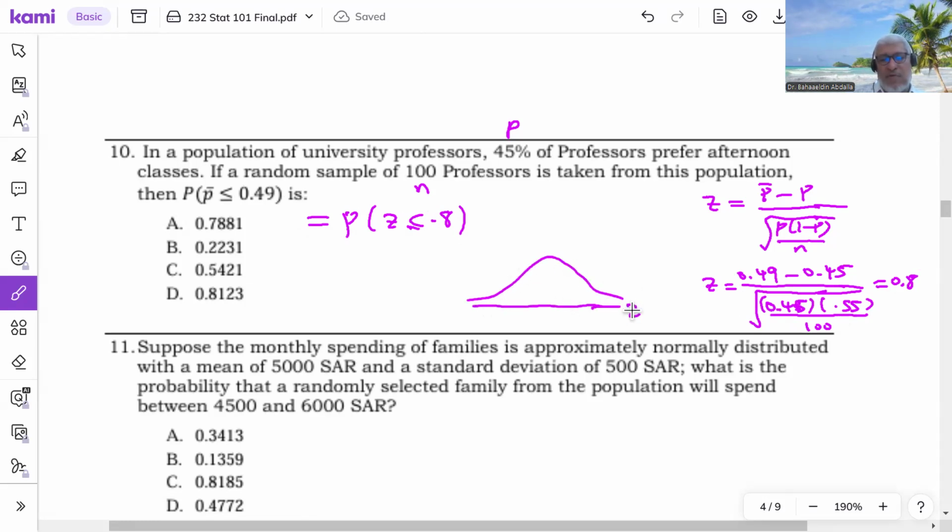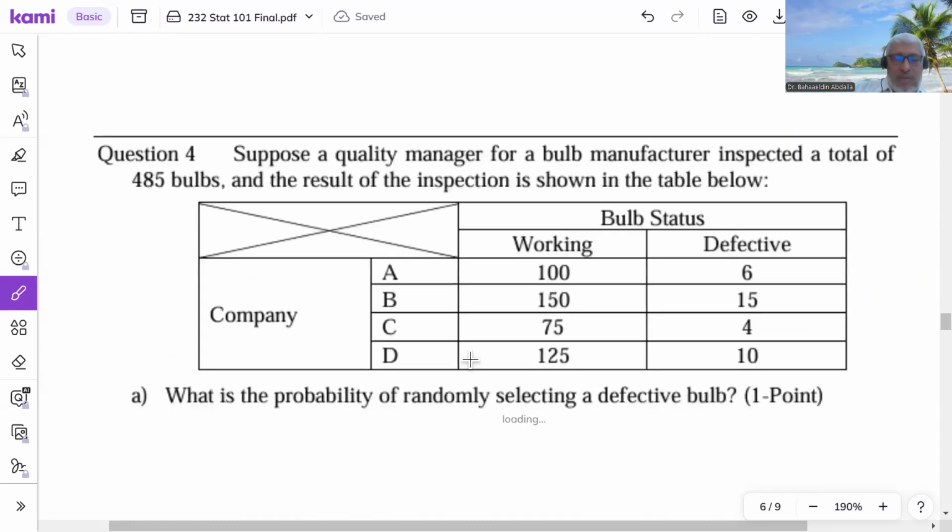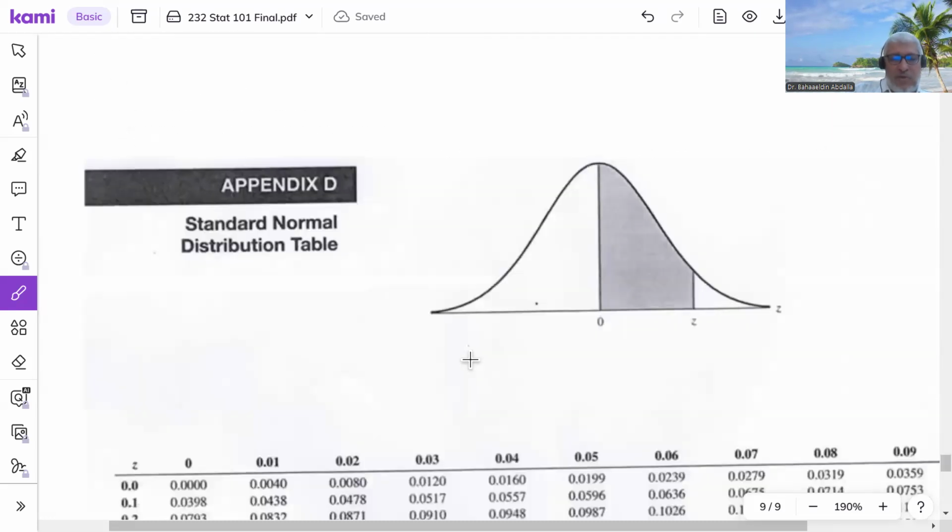I have the table of Z, and the table gives me this area. So if this is 0.8, then from 0 to 0.8, I can find it from the table, but I need less than or equal to 0.8. So I need all of this. So it is 0.5, which is this one, plus the number I get from the table, which will give me from 0 to 0.8. So let us go to the table and put Z equals 0.8.